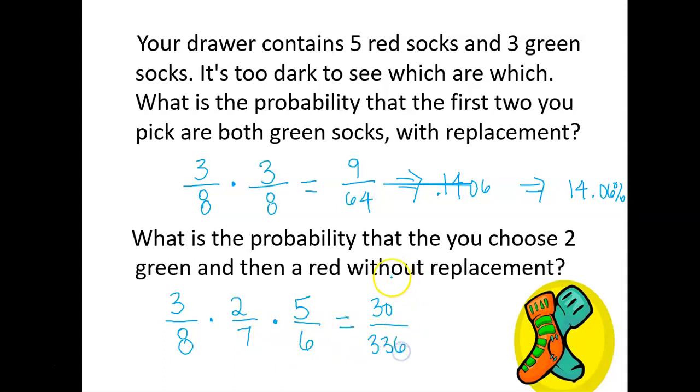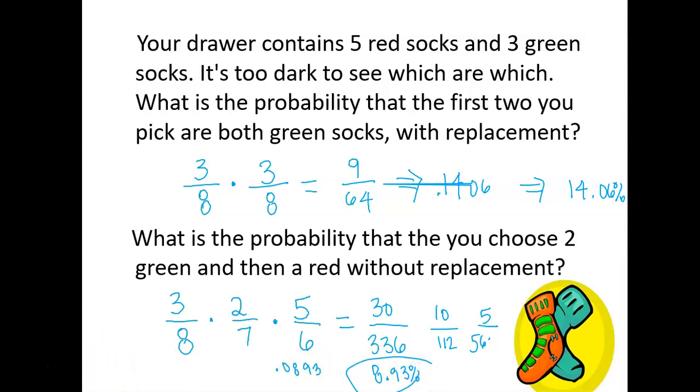Looks like I can reduce each of these by 3, so that would give me 10 over 112. I can reduce both of those by 2, so that'd be 5 over 56. So 5 over 56 is my reduced fraction. Change that to a decimal, and I would get 0.089, and I'm going to round off to 3 places, and then that would be 8.93%.